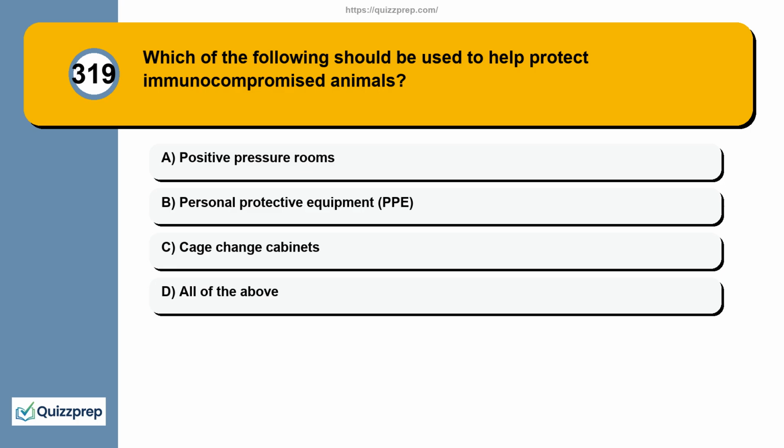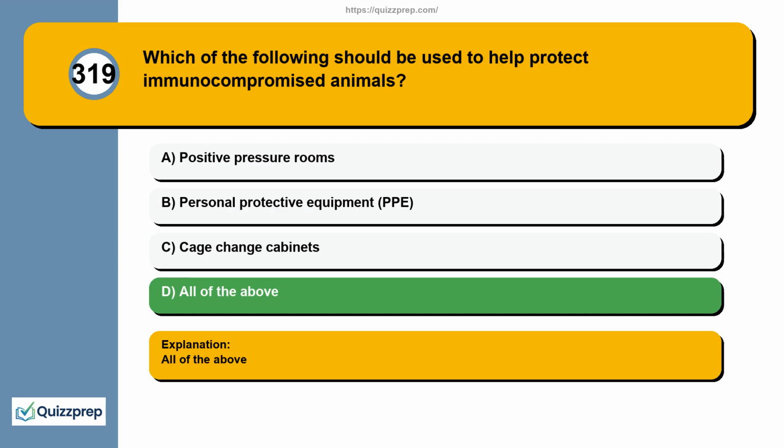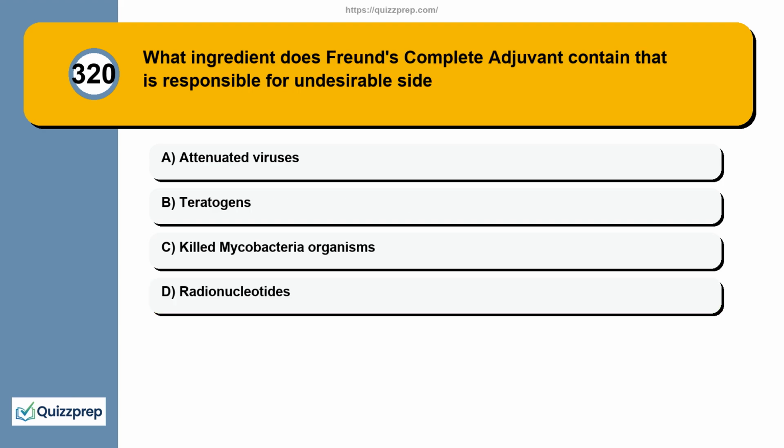Question 319. Which of the following should be used to help protect immunocompromised animals? Option A, positive pressure rooms. Option B, personal protective equipment, PPE. Option C, cage change cabinets. Option D, all of the above. The correct answer is option D, all of the above.